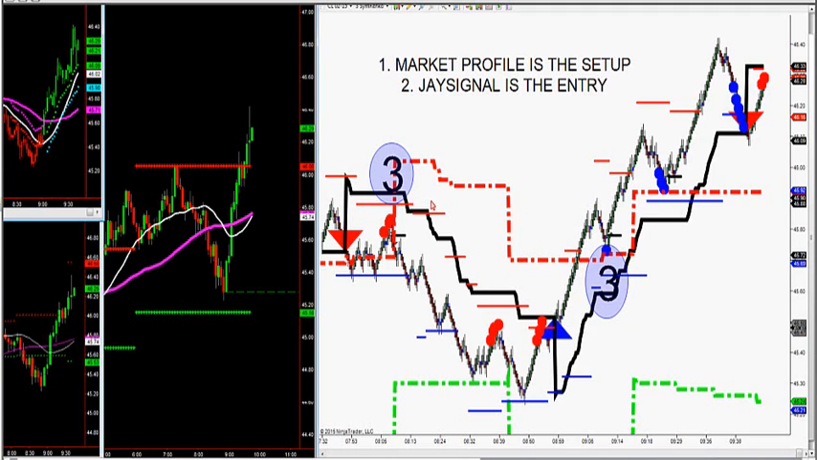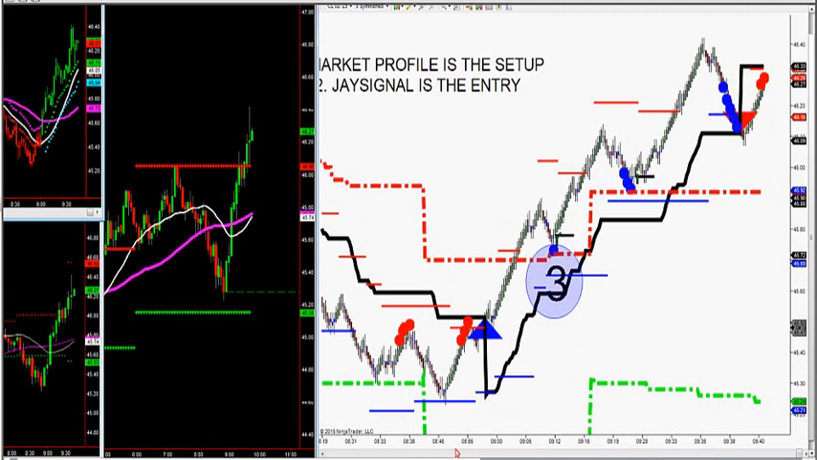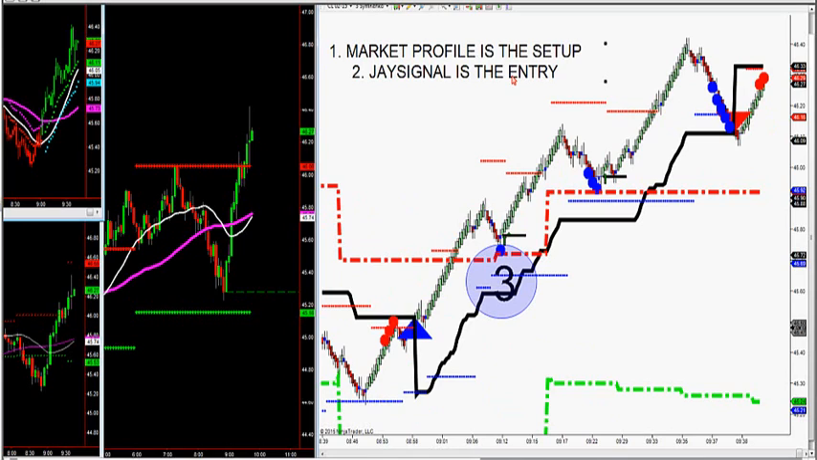Okay? We have one specific setup that we only do with J signal. It's called a number 3 trade. And how we do it is this. If HVA is broken out of, I'll just blow this one up. If high value area is broken out of, they're looking for the first retracement long on J signal.